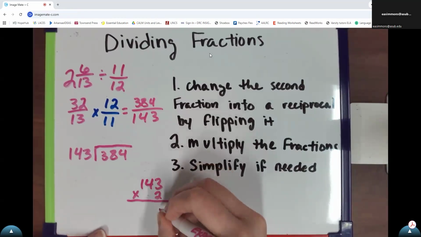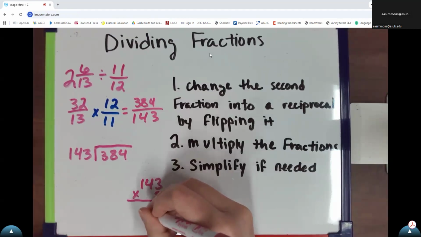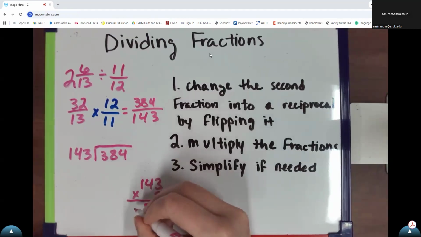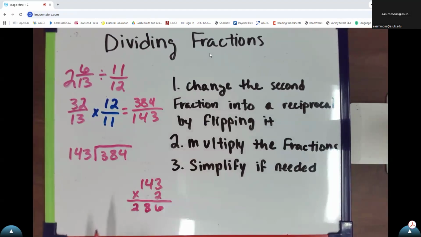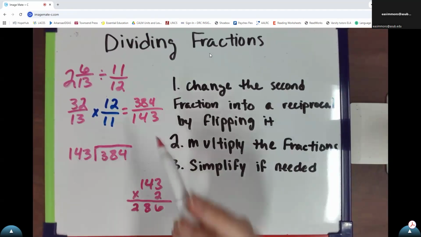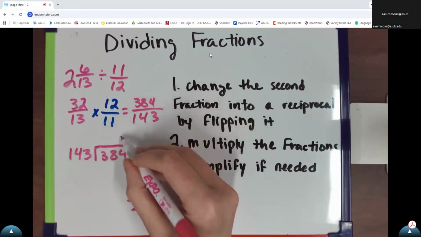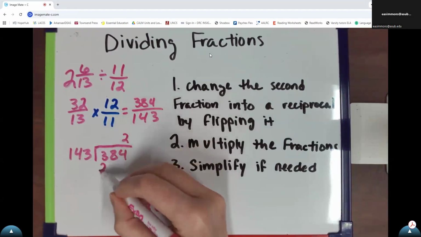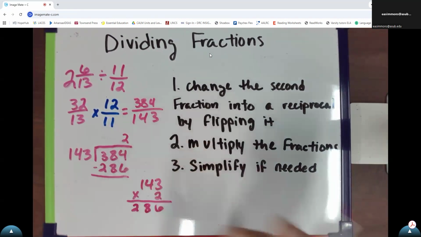143 times 2. 2 times 3 is 6. 2 times 4 is 8. And 2 times 1 is 2. 286 is pretty close to 300. And I don't think we can fit another 143 in there, so we're going to check it. 143 times 2 was 286. We'll subtract.